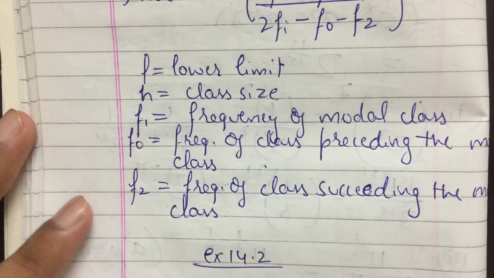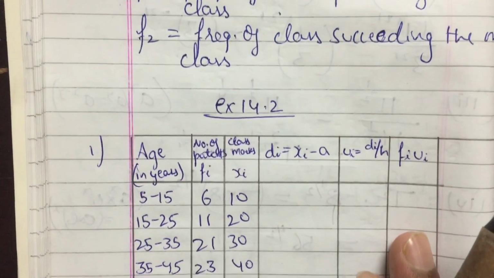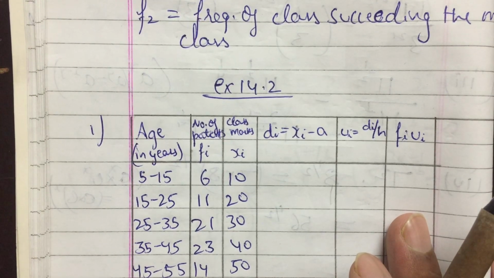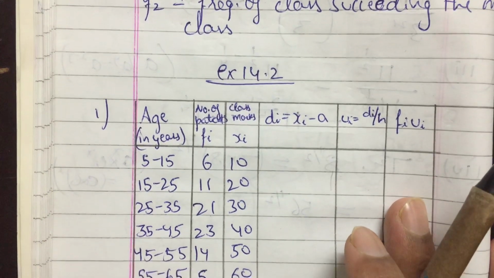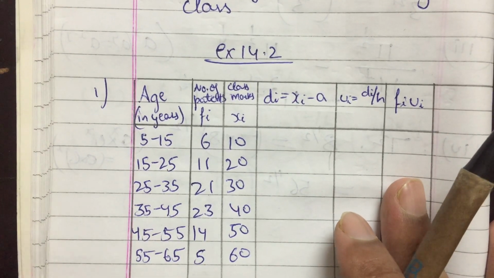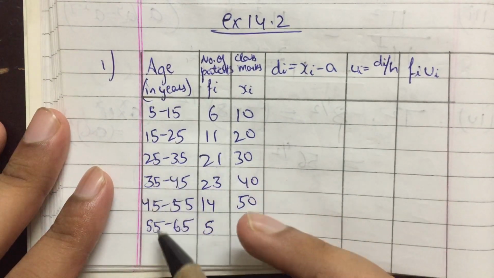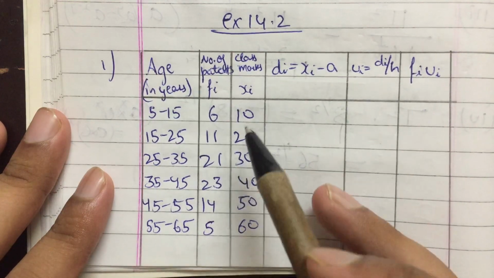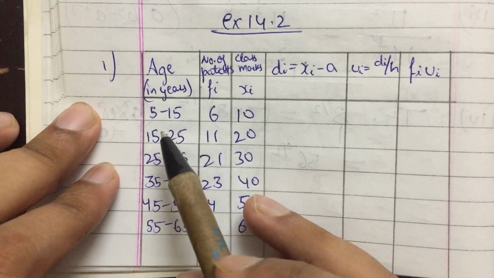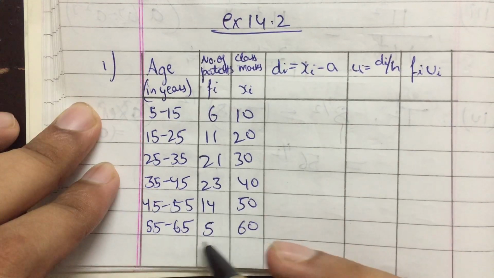So let me explain this formula with the help of this question, exercise 14.2 question number 1. In this question we have to find out the mean and the mode. We all have learned how to find the mean in exercise 14.1, so similarly I have arranged this. Firstly, class interval I have written here, then frequency, then class marks I have determined. Class mark is lower limit plus upper limit divided by 2. So 5 plus 15 divided by 2 is 10, then 20, 30, 40, 50, 60.